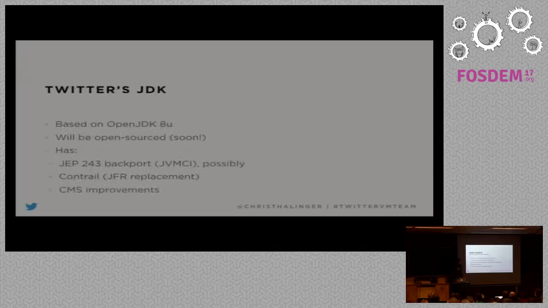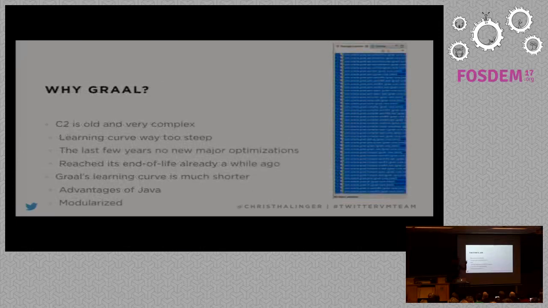So Twitter internally, we have our own JDKs based on OpenJDK right now, 8 update. We're in the works of open sourcing our stuff. From what I've heard, we've done over the last couple of years some GC optimizations, but I think almost all of it is already upstream. So I backported JVMCI to our own 8 JDK so that we can actually run Graal. We have something called Contrail. It's basically a JFR replacement. I'm not talking about this. And CMS improvements, but as I said, what I've heard, it's all upstream now.